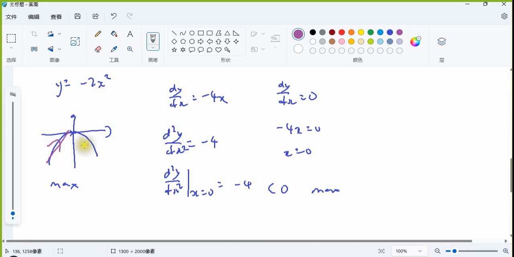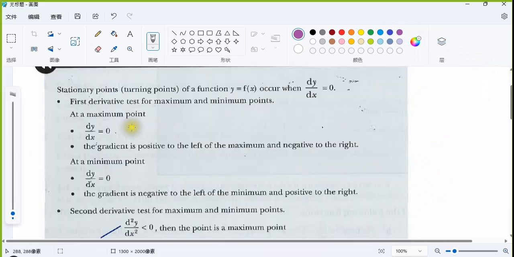So the gradient is positive, 0, negative, and then the graph is like this. So it's a maximum point. Over here it shows that the gradient is positive, then maximum, then negative. And if we have negative, minimum, and positive like this, then this is a minimum point.